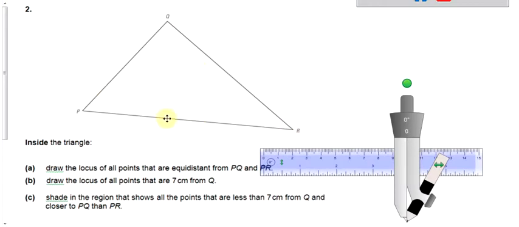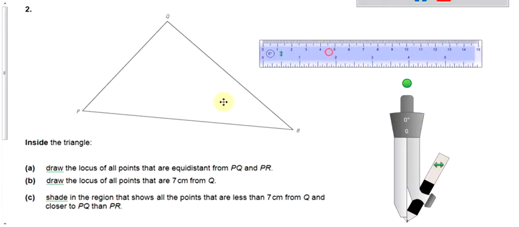Okay, so a bit trickier now. We've got a triangle, and it says draw the locus of all points that are equidistant from PQ and PR. Now, equidistant is code for drawing a bisector. And you have to look at the next bit to see what sort of bisector it is. There's only two. Now, PQ and PR, they're lines. And that means we're going to draw an angle bisector.